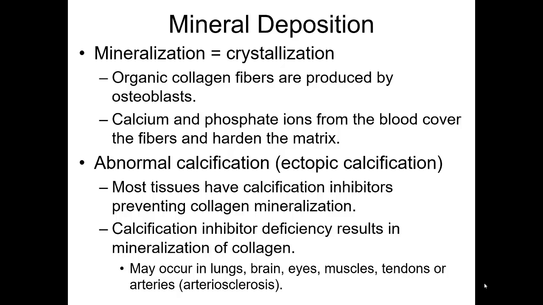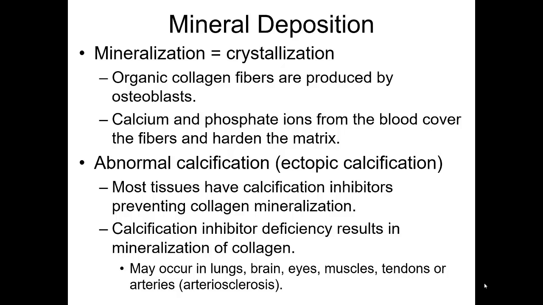However, you do not want other tissues other than bone to become hardened. When there is abnormal calcification of other tissues, such as muscle tissues, blood vessels, nervous tissues, it is called ectopic calcification. Other tissues that are not bone tissues have calcification inhibitors. Calcification inhibitors prevent the mineralization of collagen. However, when this ectopic calcification occurs, it is called sclerosis of some kind.